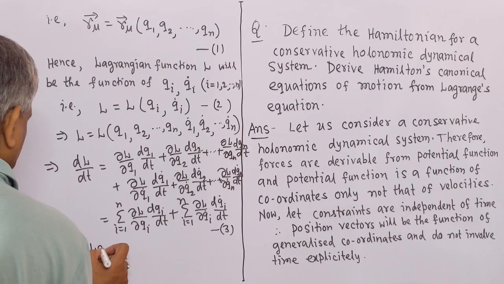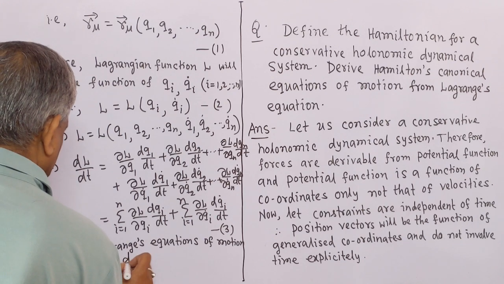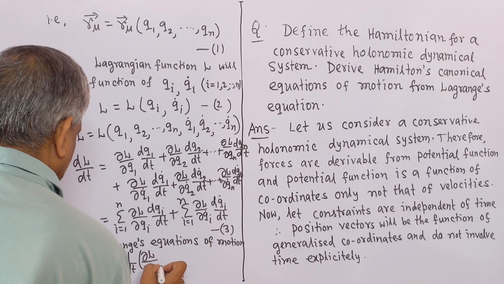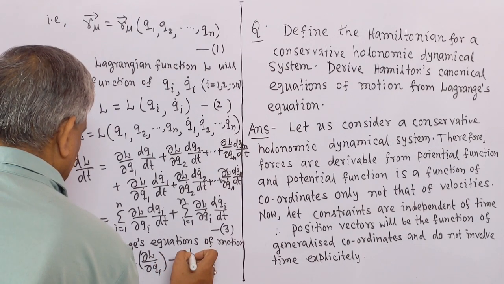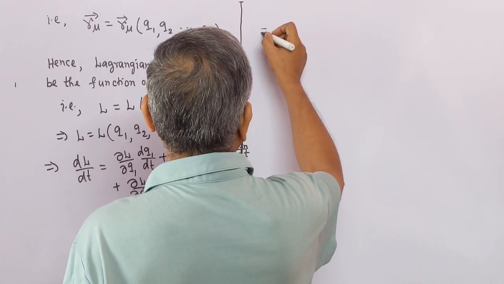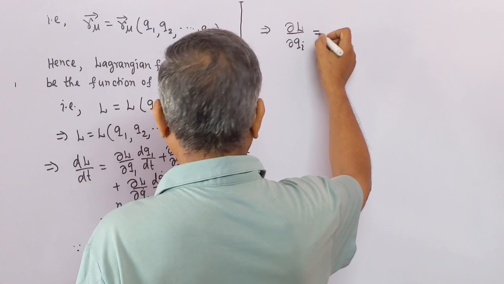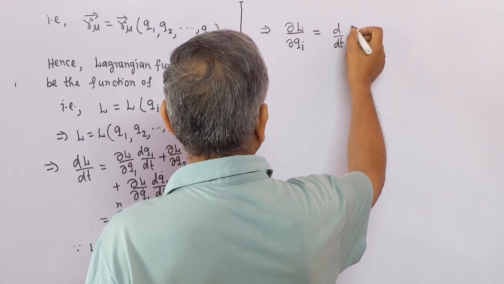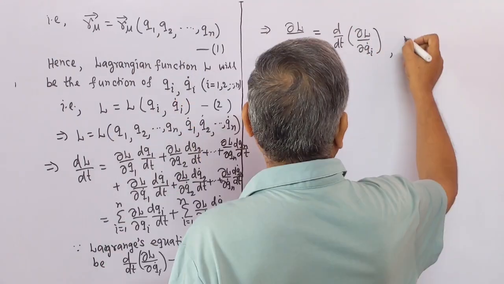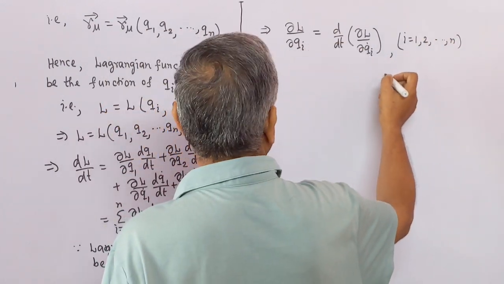Since Lagrange's equation of motion is d by dt of the partial derivative of L with respect to qi dot, minus the partial derivative of L with respect to qi, equal to 0, this implies that the partial derivative of L with respect to qi equals d by dt of the partial derivative of L with respect to qi dot, i equal to 1, 2, ..., n. Let this be number 4.